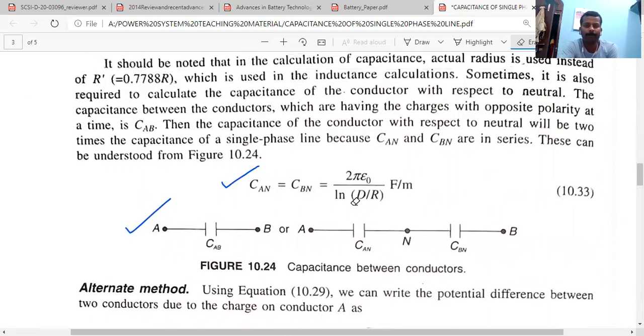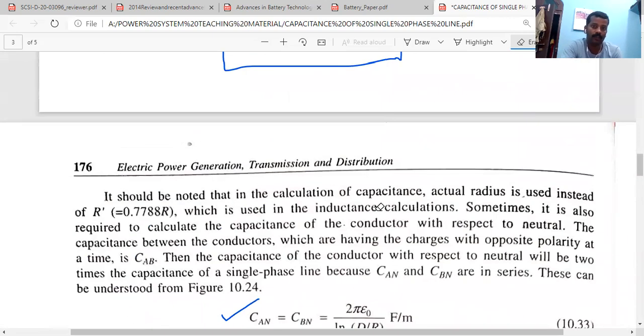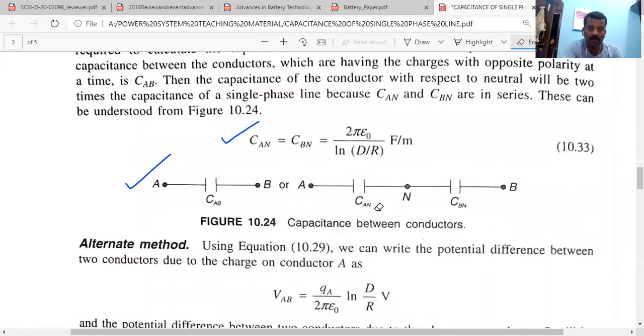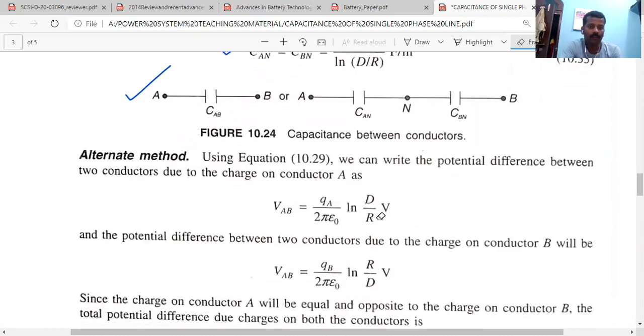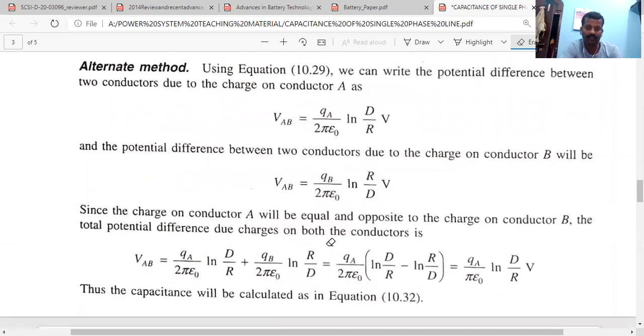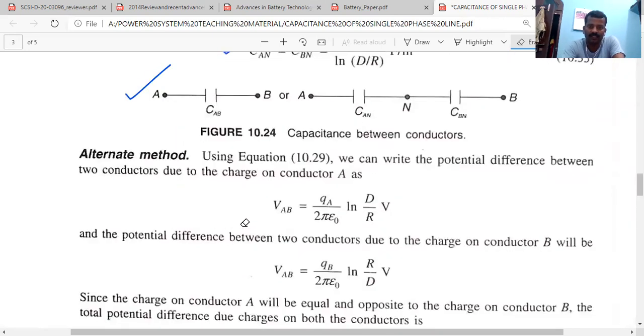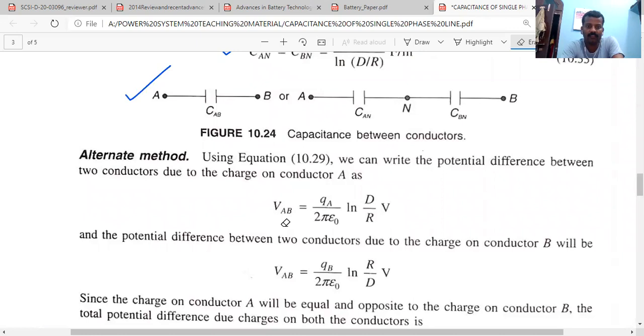If the line is uniform, charge on the conductors is uniform on each phase, then the capacitance with respect to neutral of each phase will be the same. That will be equal to simply 2 pi epsilon upon ln d by r. Right. Alternate method is given here. It's also very simple. Now, the effect of earth on capacitance. Let us discuss also the alternate method.